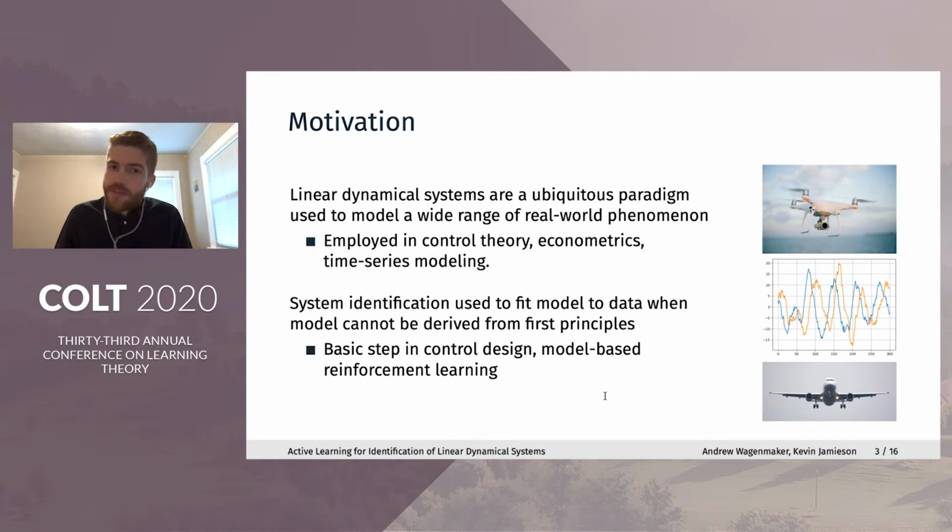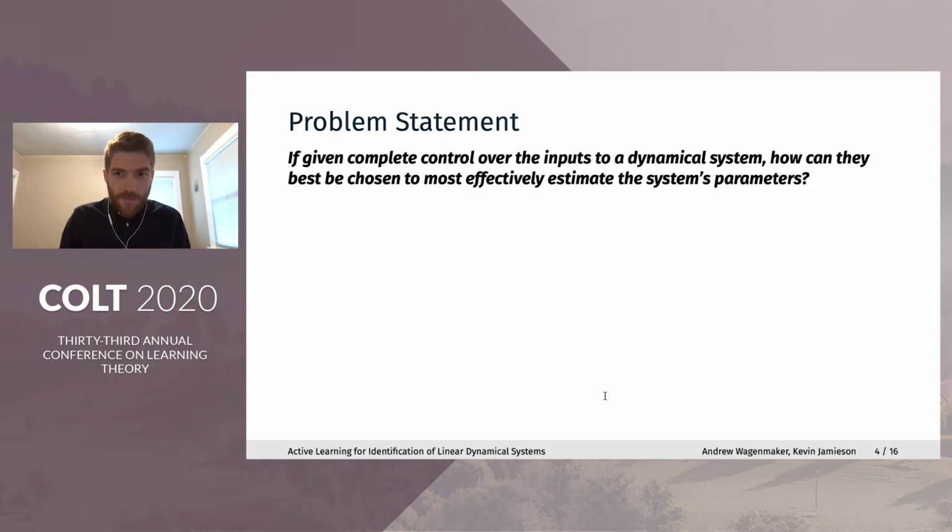But in some cases, that's not possible. And so in these cases, where we want to build a model of our system, we use system identification. Basically, we have some input-output data of our system. How do we fit a model to that data, which describes the actual motion of the system we've observed? And this itself is a basic step in controller design and model-based reinforcement learning, and potentially a lot of other domains. And so in this paper, we're going to be trying to answer this question.